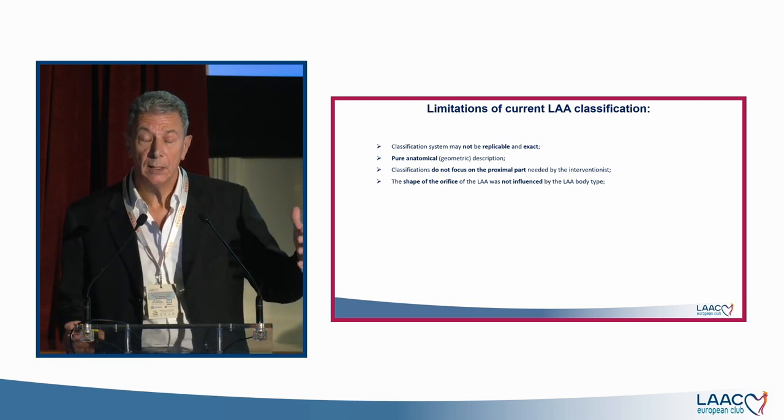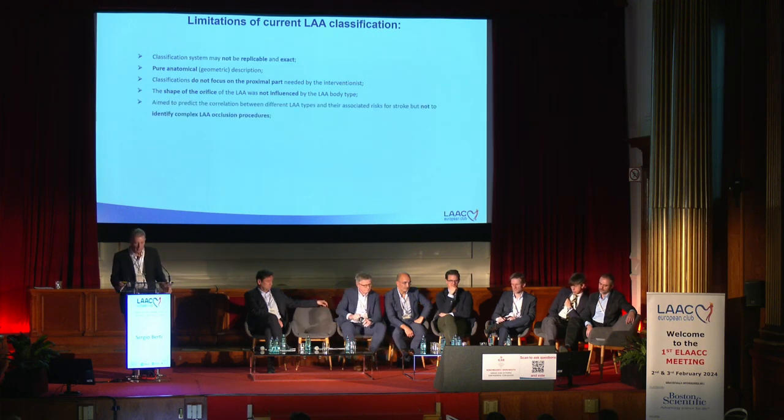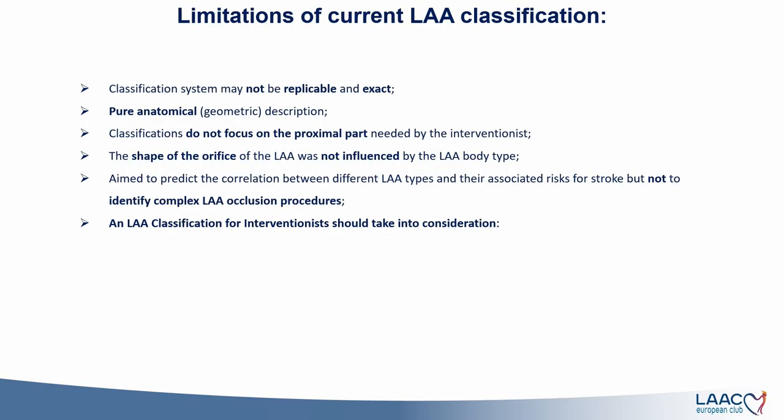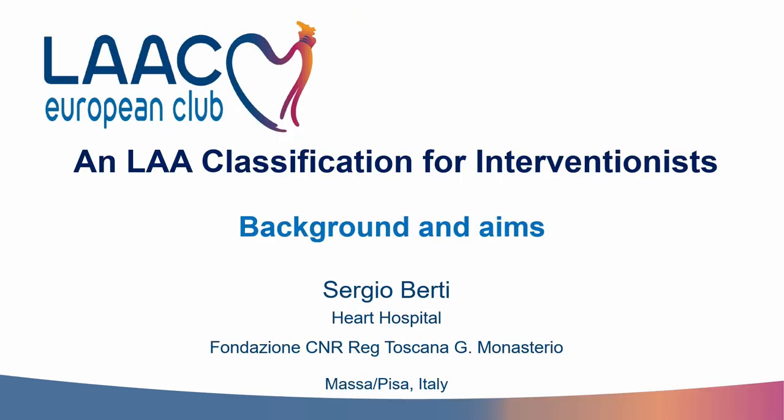So when I say it is a chicken wing, this is not information on the ostium. The current classifications are mainly aimed at predicting the correlation between the shape of the LA and the risk of cardioembolic events. And if you are looking for a new classification for intervention, it should take into consideration a long list of technical aspects that we will address during the next presentation. Thank you.